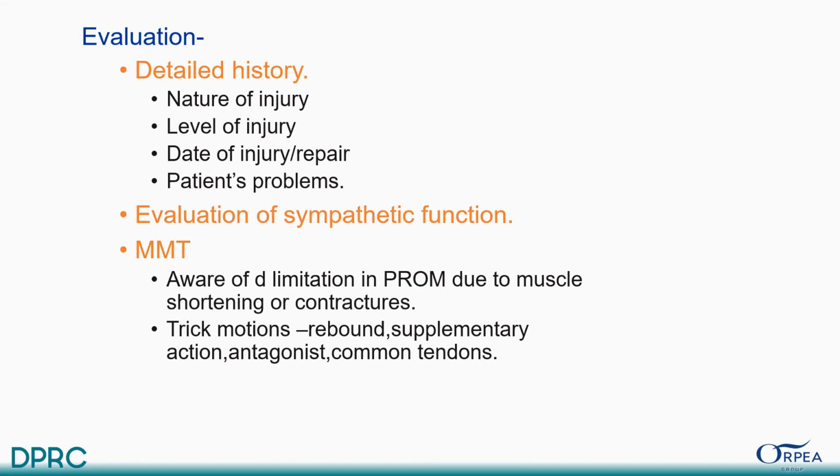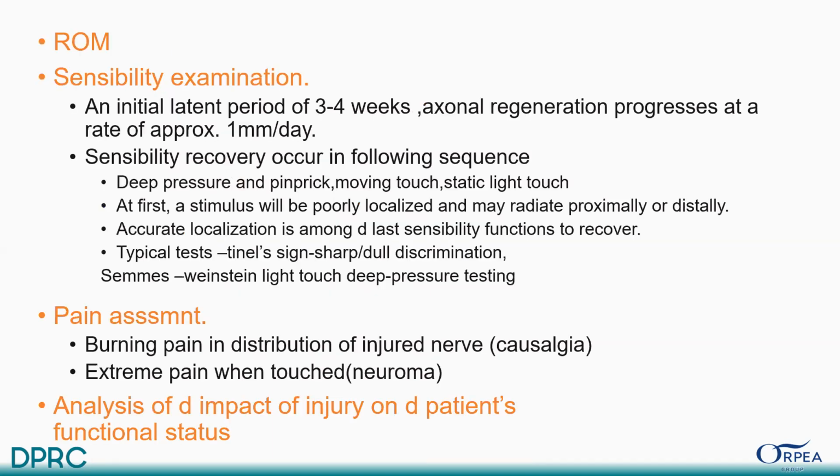Following a post-surgical nerve repair, we will do the following evaluation before starting the physiotherapy care. Detailed history of the injury. This includes nature of injury, level of injury, date of injury or repair, patient's problems, evaluation of sympathetic function, manual muscle test, awareness of the limitation in passive range of motion due to muscle shortening or contractures, trick motions, rebound, supplementary action, antagonist, common tendons. Range of motion, sensibility examination.